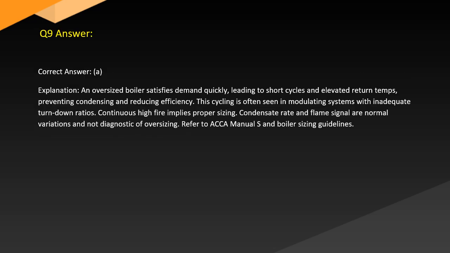Answer. Correct answer: A. Explanation. An oversized boiler satisfies demand quickly, leading to short cycles and elevated return temperatures, preventing condensing and reducing efficiency. This cycling is often seen in modulating systems with inadequate turn-down ratios. Continuous high fire implies proper sizing. Condensate rate and flame signal are normal variations and not diagnostic of oversizing. Refer to the manufacturer's manuals and Boiler Sizing Guide.